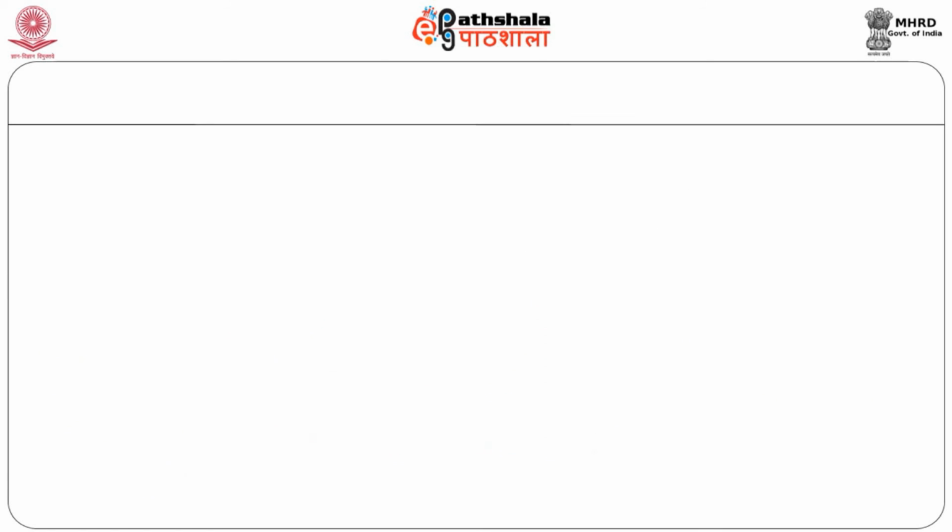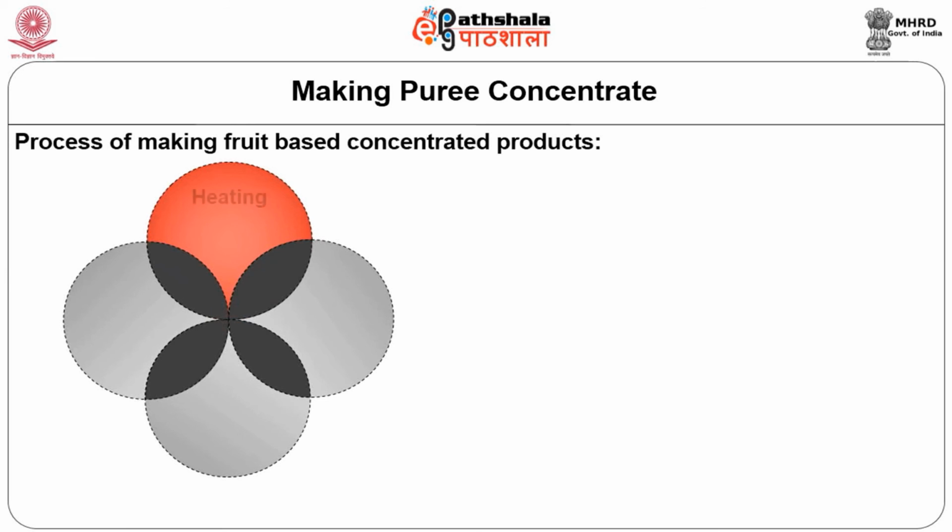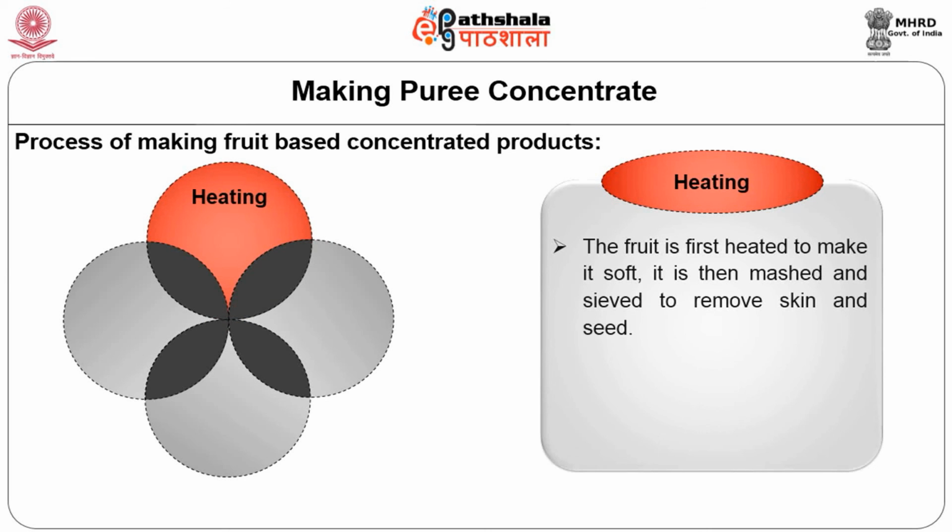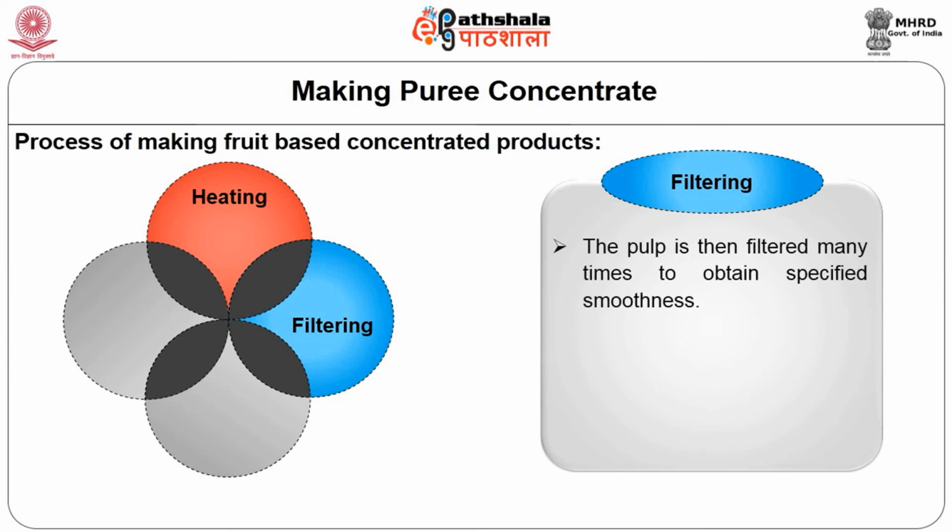So far, we have learned the process of making various milk-based concentrated products like condensed milk, sweetened condensed milk, condensed buttermilk and condensed whey. Now, let us learn the process of making fruit-based concentrated products. First, let us see how to make puree concentrate. Fruit is first heated to make it soft. It is then mashed and sieved to remove skin and seed. The pulp is then filtered many times to obtain specific smoothness.